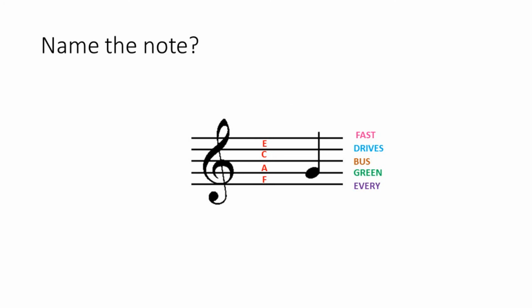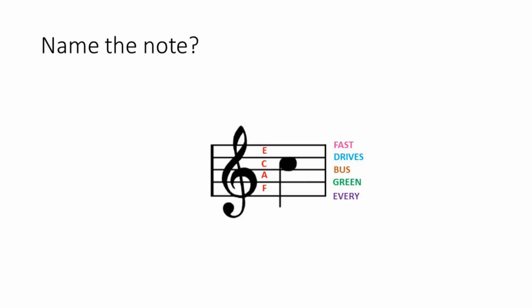On this note, you'll see that it's going through the second line. So again, if we count up through those lines, we have every green. The note is going through the line that says the word green, which makes that note a G. Now this note is going through a space, so we're going to look at our face word. You can see that it's going through the third space up from the bottom, and that is in our C, which means this note would be a C.